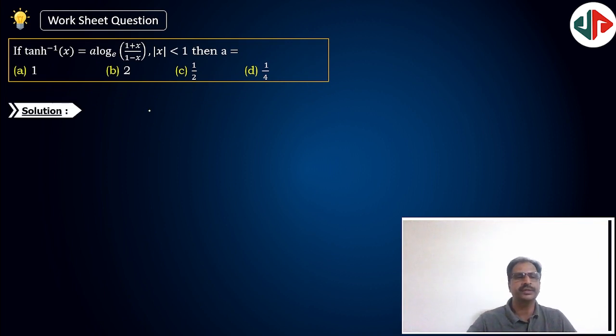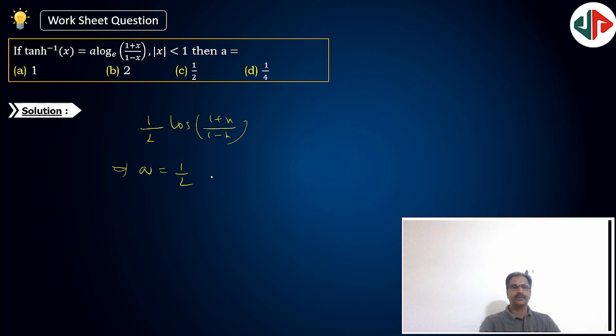We know that tan h inverse x is half log 1 plus x by 1 minus x. Here it is given as a log, plus a is equal to log. Option C. Direct tan h inverse x formula, half log 1 plus x by 1 minus x. So here a is equal to half. Option C.